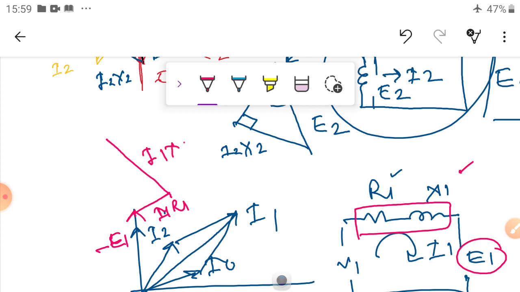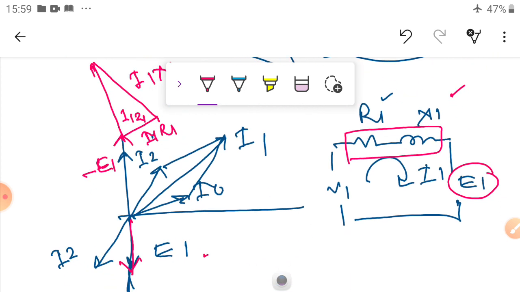I1 X1. Then combine these two. This is equal to I1 Z1. Okay, now they are going to get it. This is some point. Now what is that one? This plus this one. So we can write this value is equal to I1 Z1.